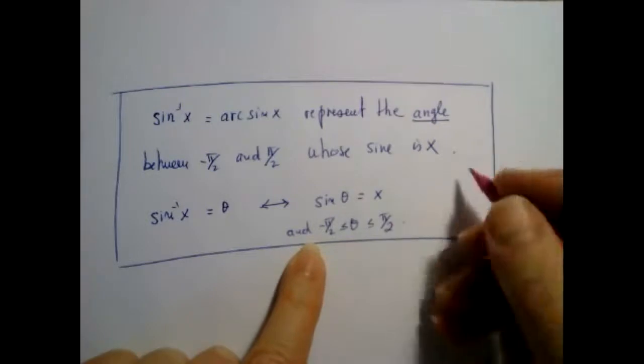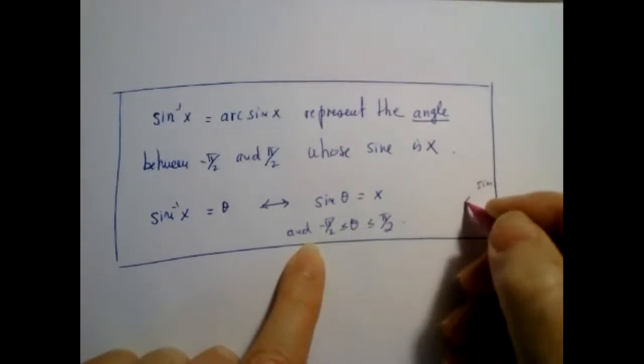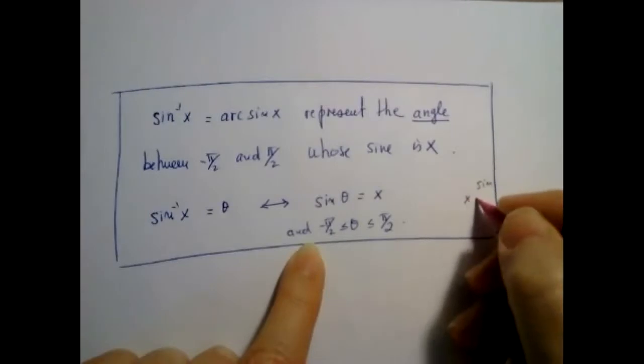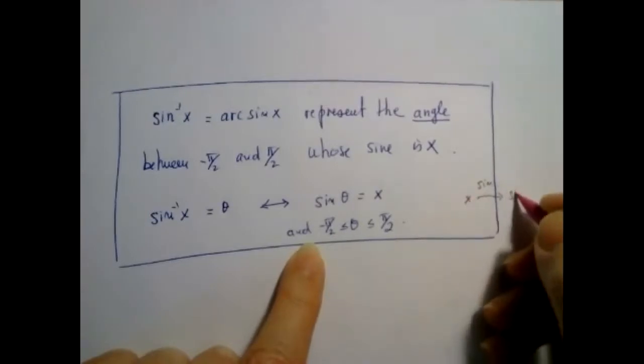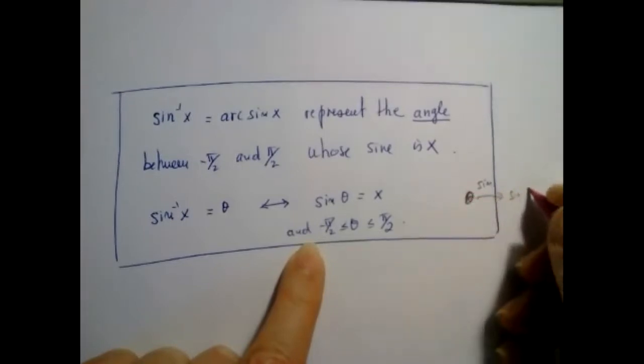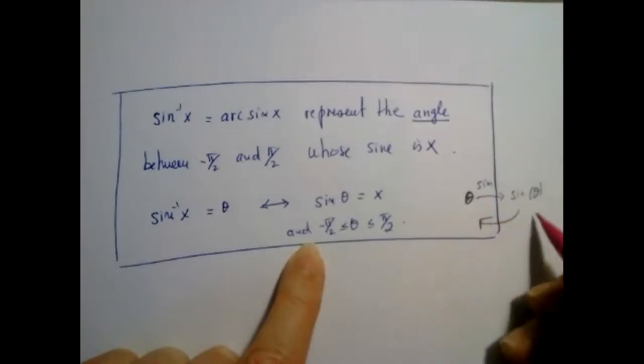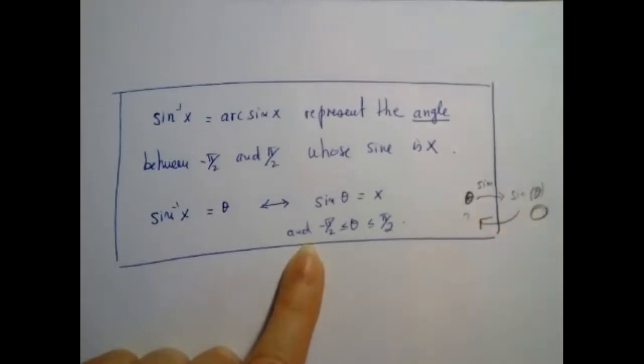So what is the sine inverse? You have the sine function. You give it an angle theta. The sine gives you the sine of theta. The sine inverse of it goes backward. You give it the sine, it gives you the angle. So that's really what the sine inverse is.